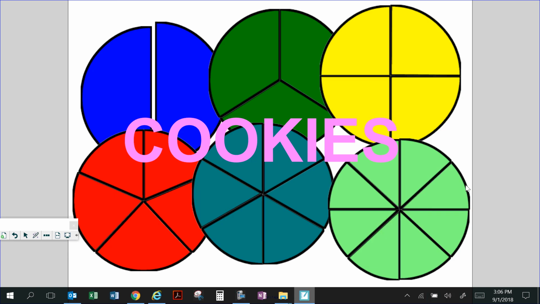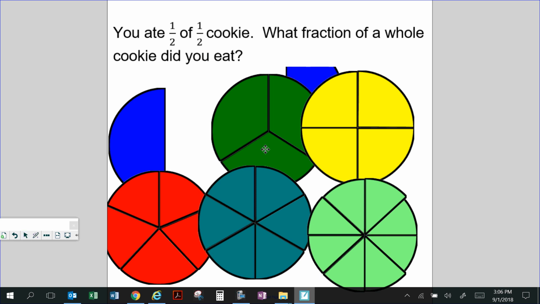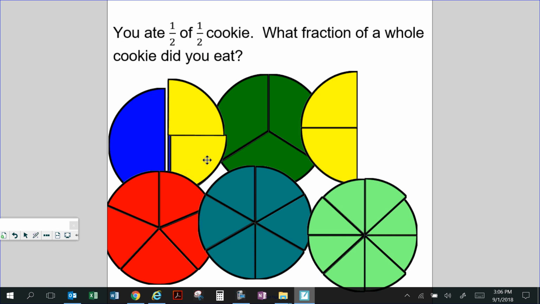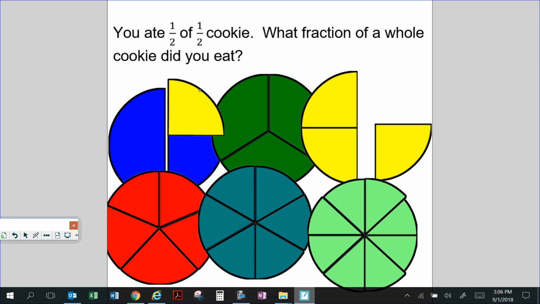So, cookies. We all love cookies, including Cookie Monster. Imagine you had half of a cookie. You ate half of this. So, if I ate half, let's see. Oh yeah, I ate half of this. What fraction of a whole cookie did I eat? Half of a half cookie is 1/4.